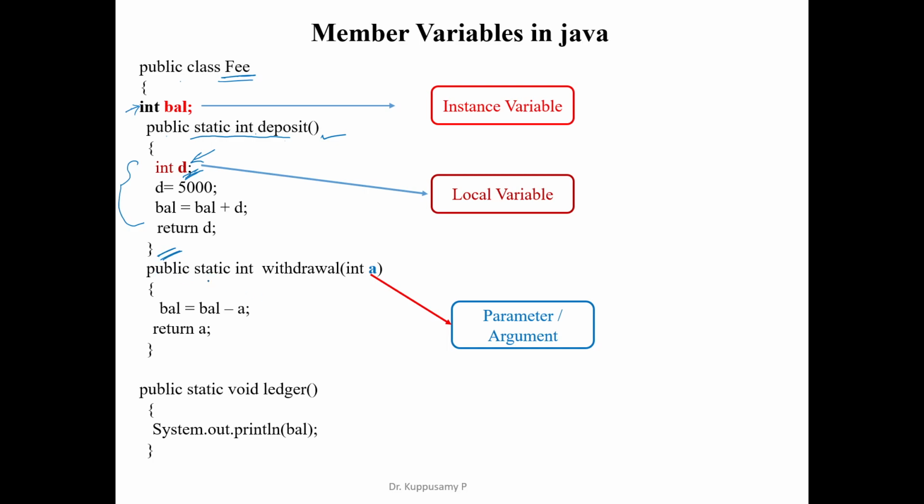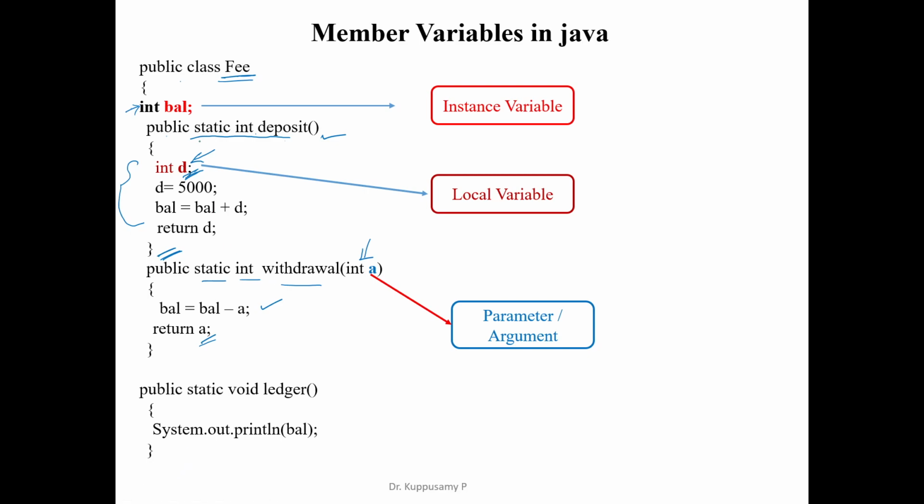Then one more method is defined, static integer withdrawal. Here we are passing the parameter integer a. We are declaring the variable, but that variable is passed as a parameter to the method withdrawal. Okay, so here we are defining one statement, then we are returning the variable, right? So here you look at that we have used different kinds of variables.